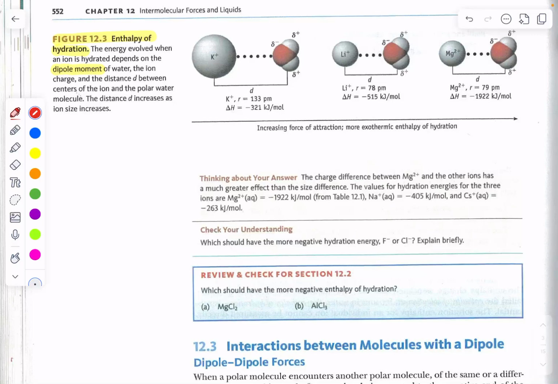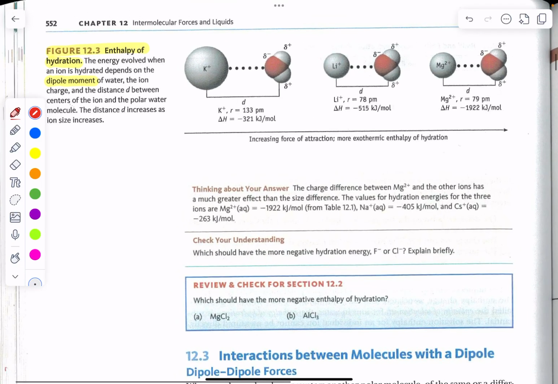And here's a diagram to kind of represent the enthalpy of hydration, where this is going to represent the attraction between a cation, potassium, and a water molecule that's polar over here. And it's separated by a certain distance d, which we can use X-ray diffraction to determine distances between the centers of particles and ions.